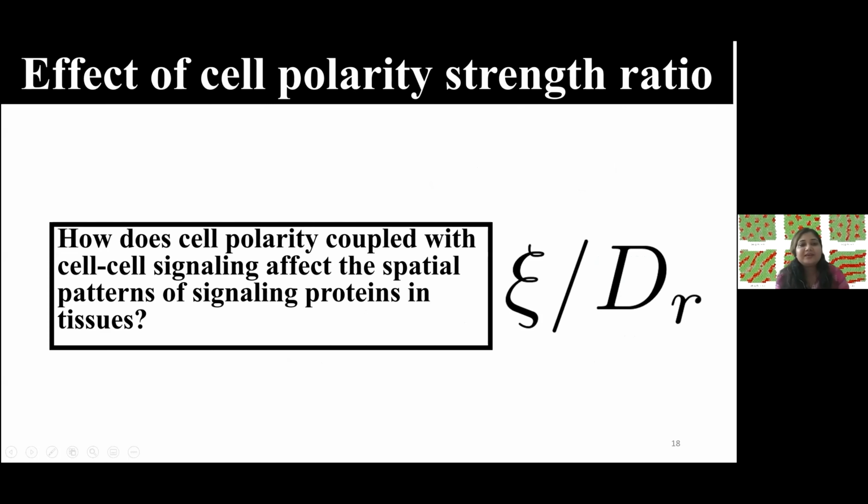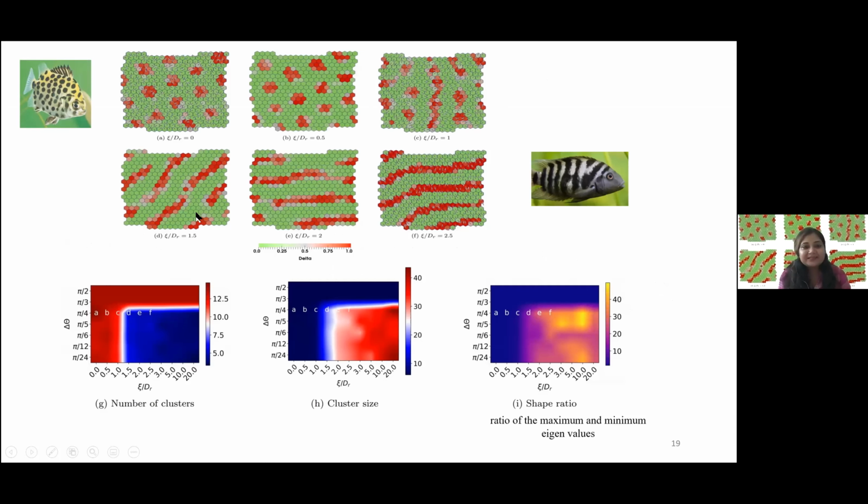Now how does this xi by dr affect the signaling patterns of the signaling proteins in the active tissues? Here these are the screenshots. We varied this xi by dr term from 0 to 2.5. These screenshots correspond to these values in the phase diagram A, B, C, D, E, and F. Delta theta we kept fixed at pi by 4, and this is varied. Now by varying this term, we can go from spotted patterns to the stripe patterns here.